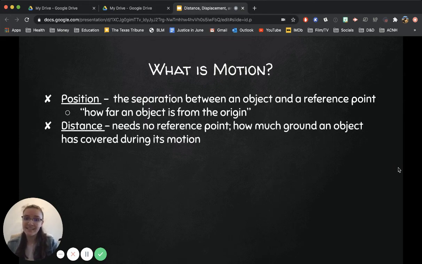The distance doesn't need a reference point. How much ground has an object covered during its motion? How far do you have to walk to get to school? Is it a mile? Is it 20 feet?